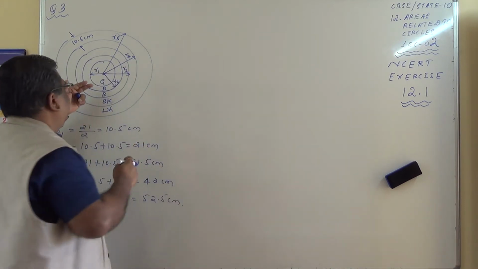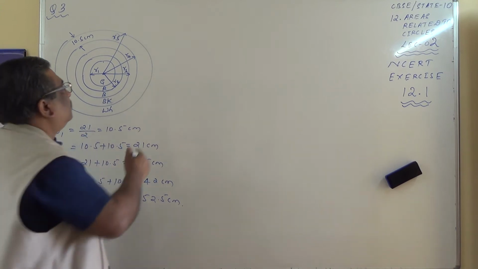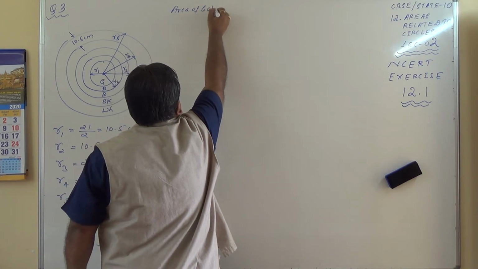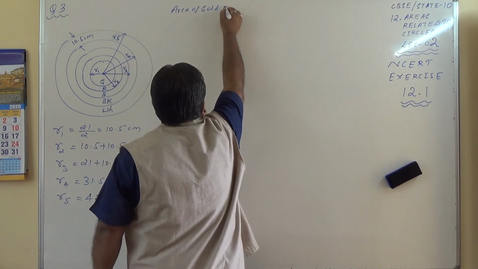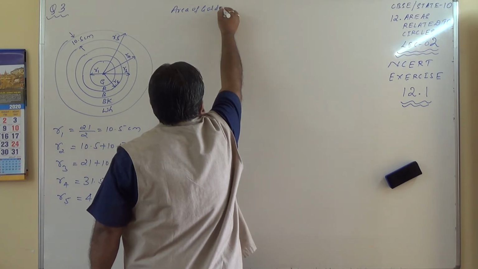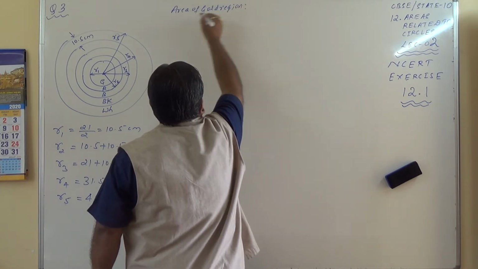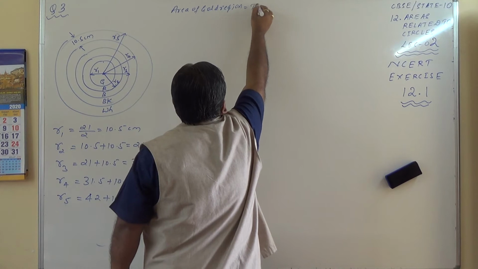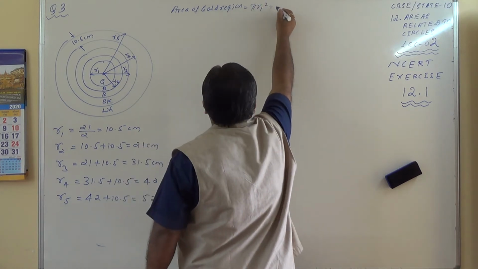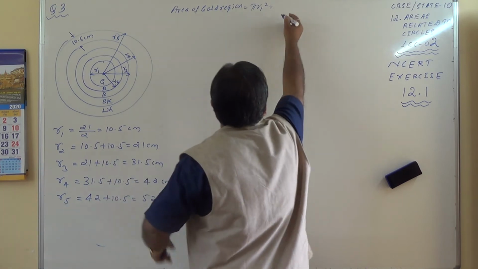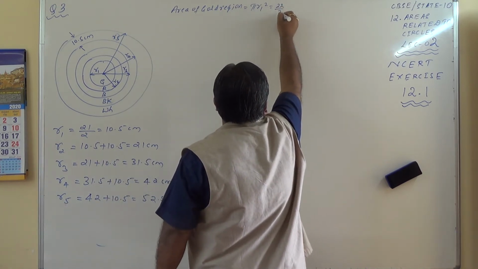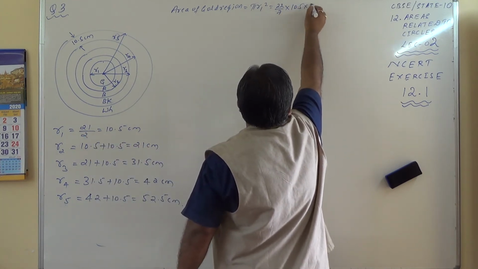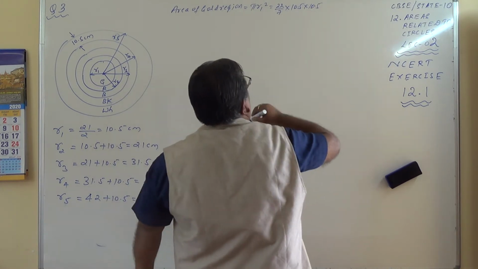Now let us calculate the area of the gold region. We have to calculate the areas of different scoring regions. So first one, area of gold region. How do you calculate the area of the gold region? Directly I will apply the formula, pi R1 square. What is the value of pi I should take? It is not given, therefore I'll take 22 by 7, into R1, which is 10.5, into 10.5.